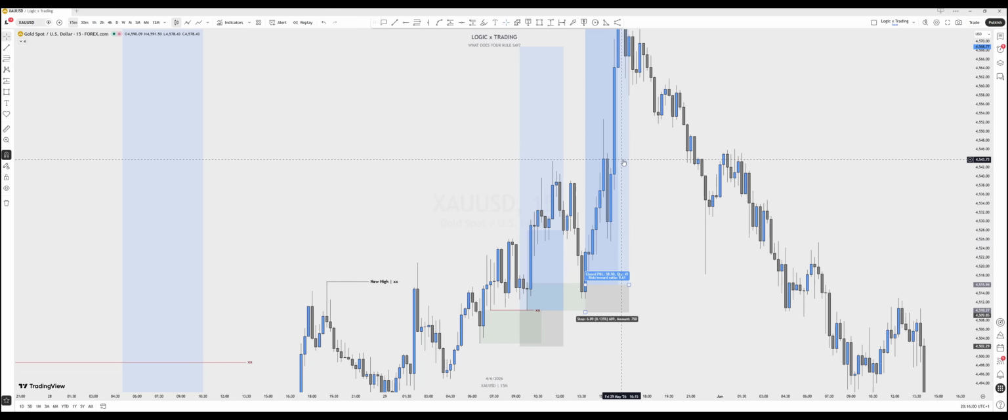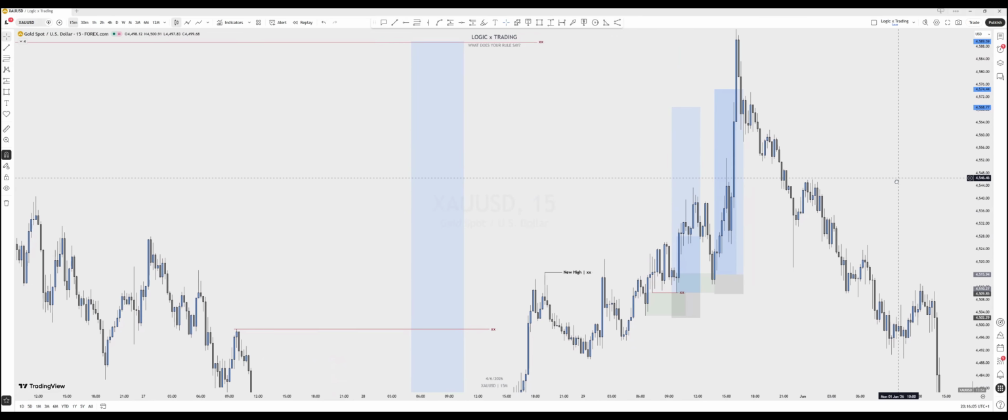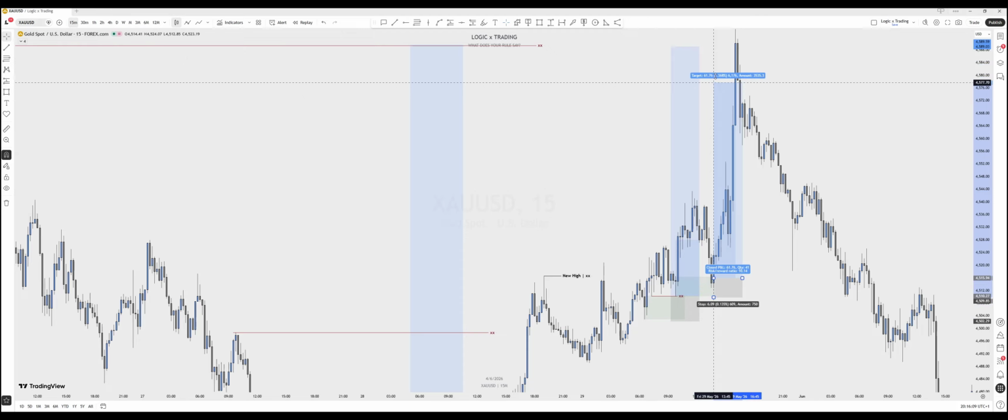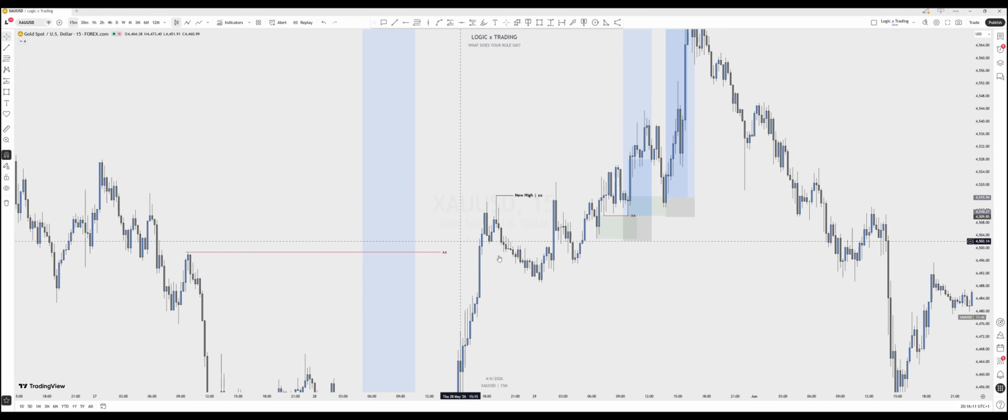Now, there are so many other entry opportunities just inside this one setup, but I won't be going into too much details with that. Maybe some other day. I want this video to be as short as possible, very short, very explanatory.